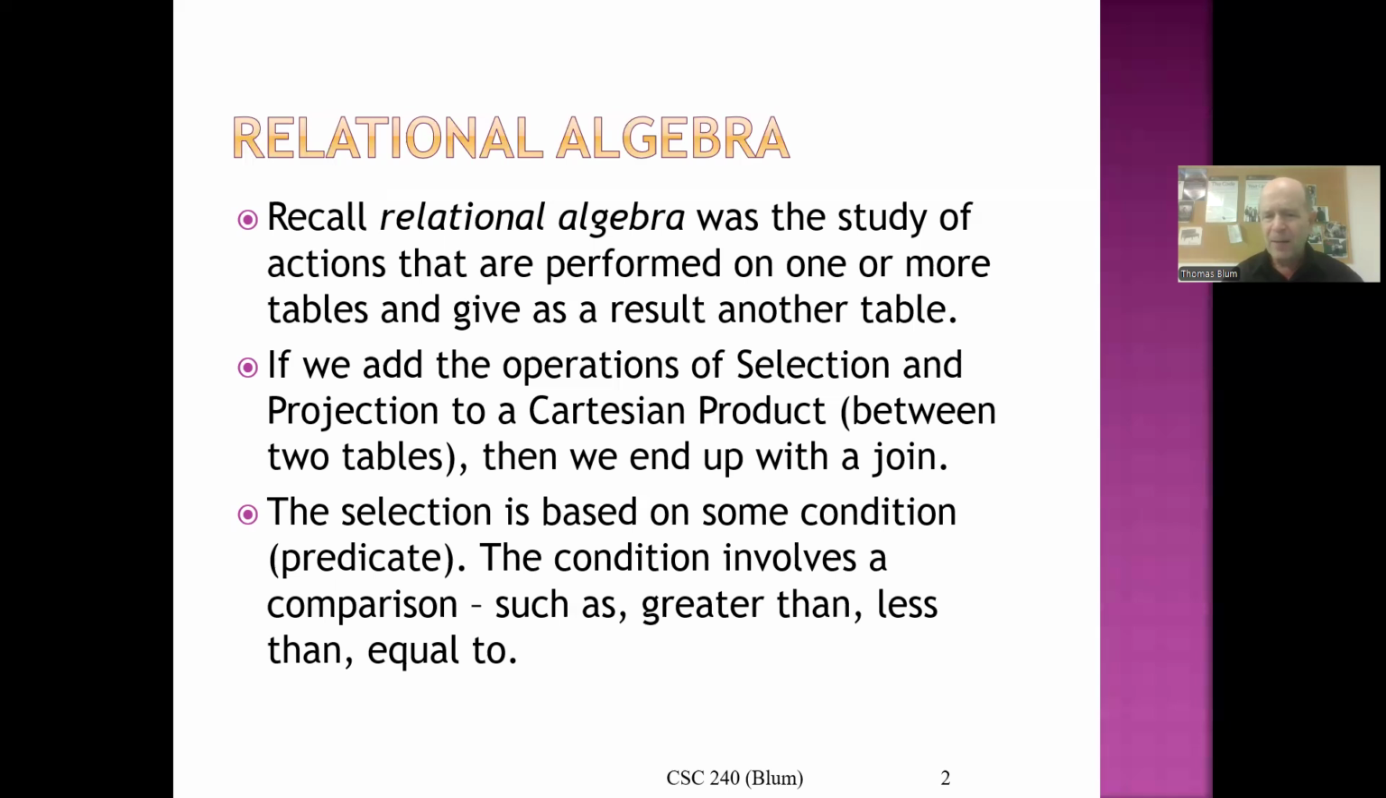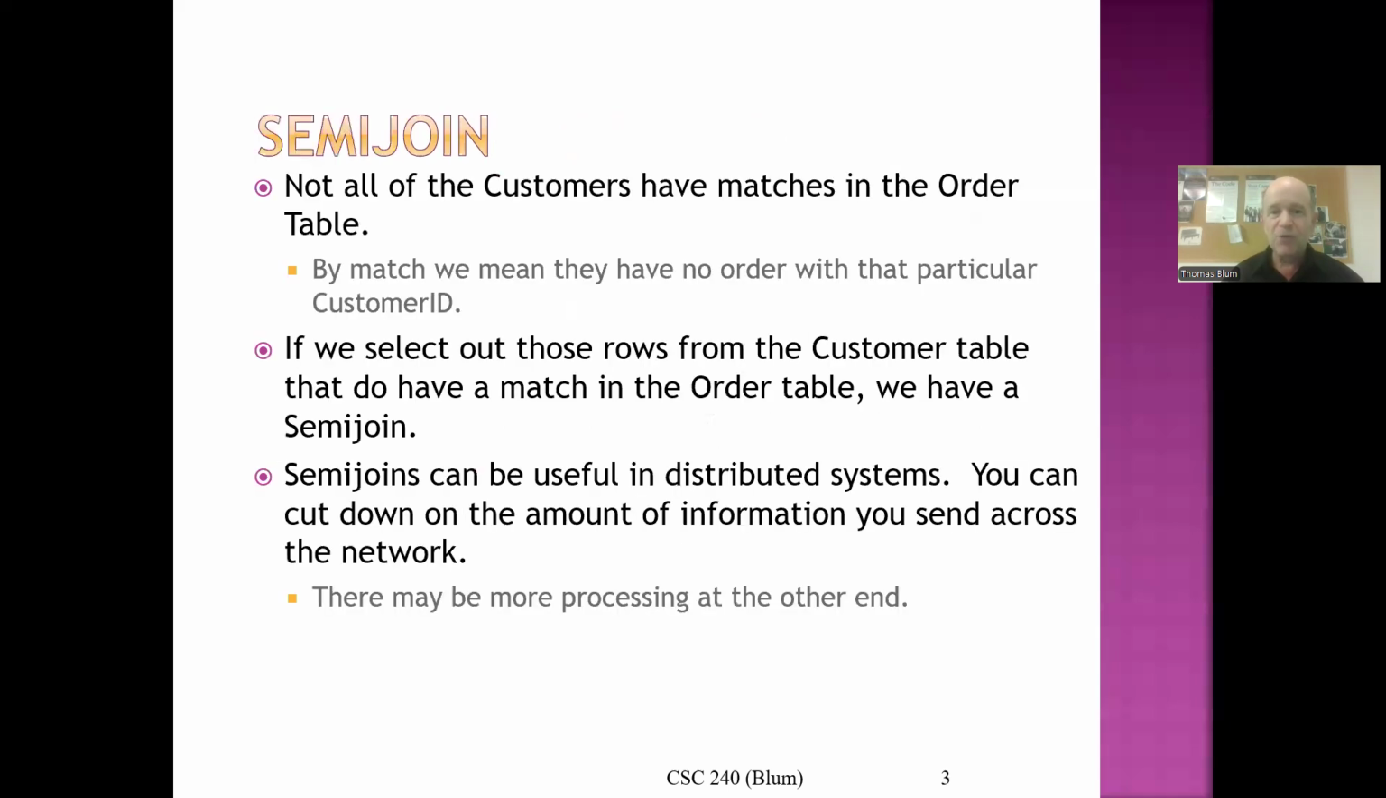But if we add in the operations of selection and projection to Cartesian product, we end up with a join, which is quite useful. And the selection is based on some condition, on some predicate, and that's some kind of comparison: greater than, less than, equal to. We're going to be working with equal to, so we're going to be working with equi-joins, and we just want to move away from the idea of having two things from each table and a match.